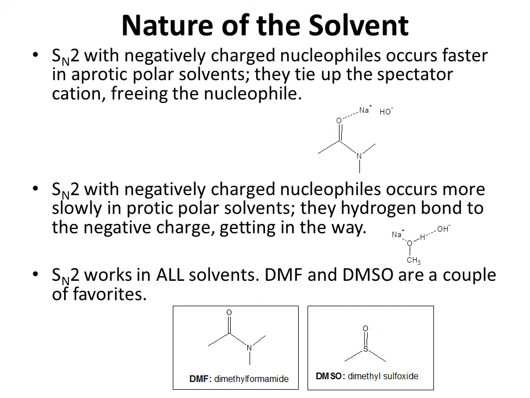DMF and DMSO, which you see at the bottom, are a couple of favorite SN2 solvents because they're very good at tying up the spectator cation and making the SN2 reaction go really quickly. But you can use all sorts of different solvents for SN2.